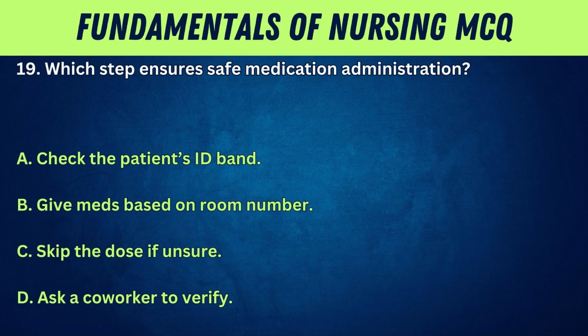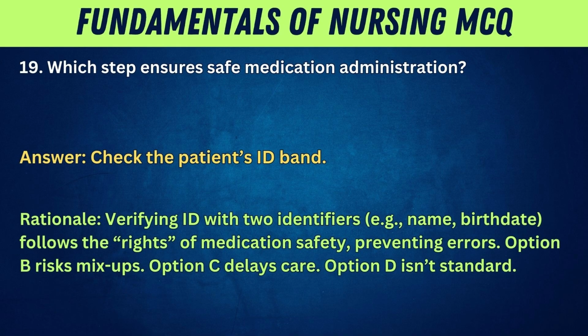19. Which step ensures safe medication administration? A. Check the patient's ID band. B. Give meds based on room number. C. Skip the dose if unsure. D. Ask a coworker to verify. Answer: check the patient's ID band.